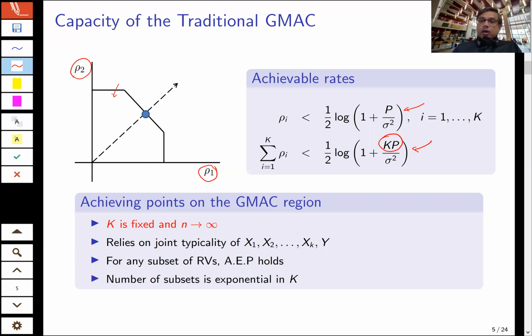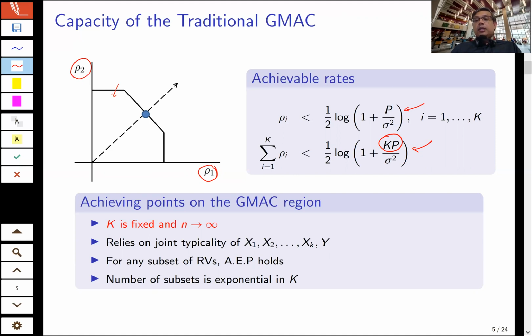And if you think about how these things are proved, the proof typically relies on choosing the codebooks at random. The codebooks are chosen to be random Gaussian codebooks. And the proof relies on the fact that if you pick any subset of the random variables X1 through Xk and Y, the asymptotic equipartition property holds for this.